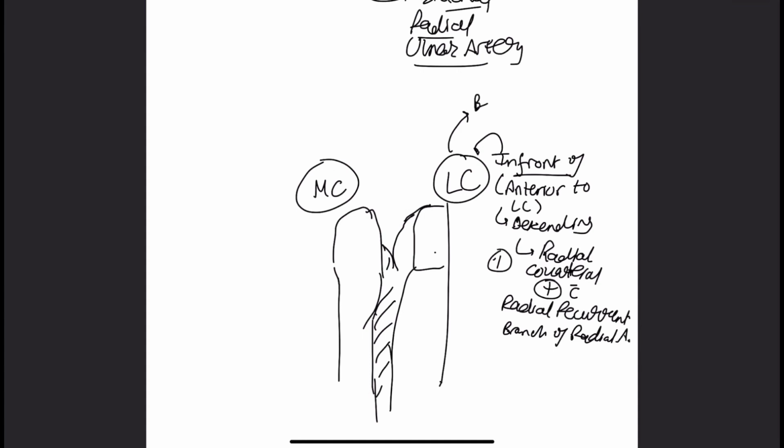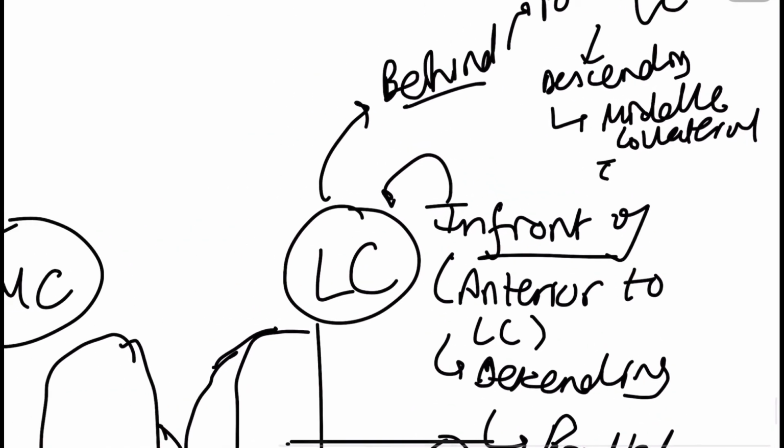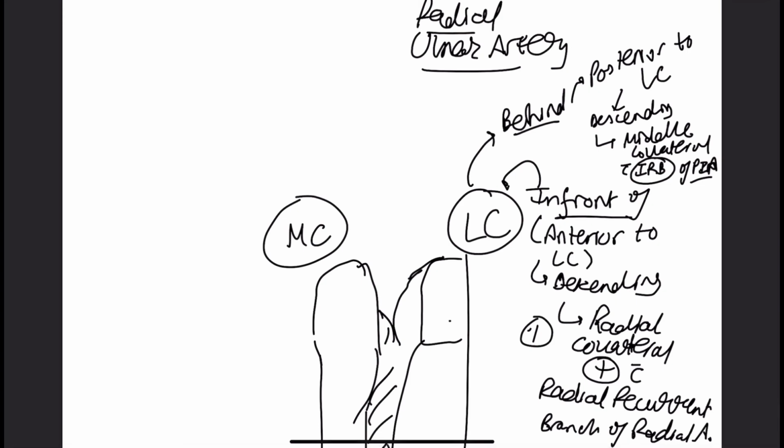Now behind, that is posterior to the lateral condyle, an artery will be descending. This artery is your middle collateral branch of the profunda brachii, and this will anastomose with the interosseous recurrent branch of the posterior interosseous artery. I told you about it while we were discussing.